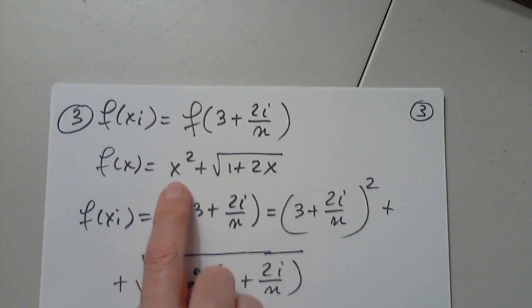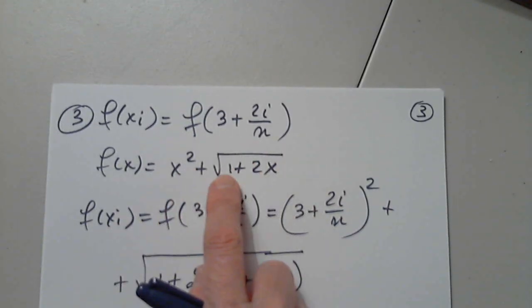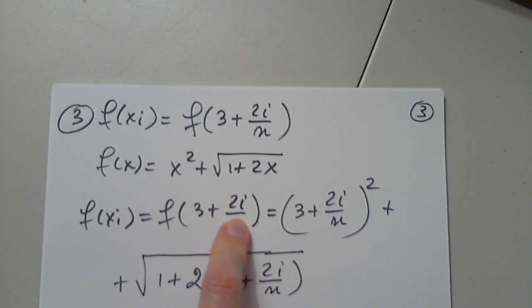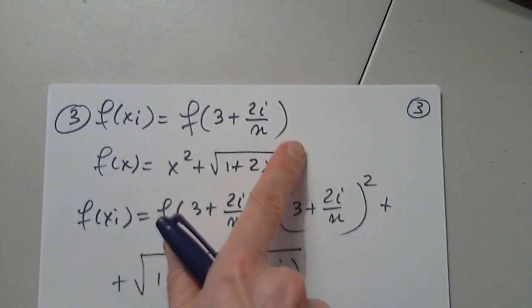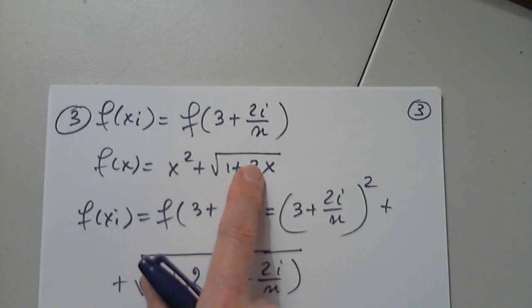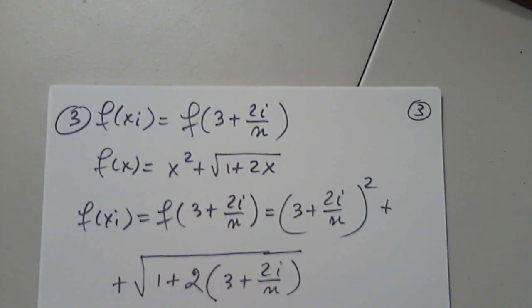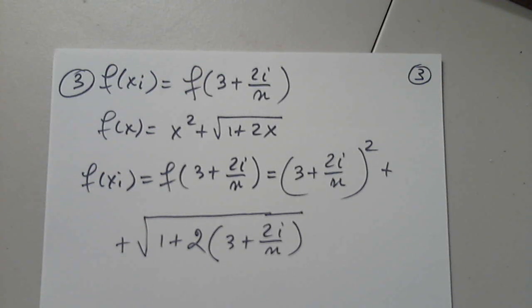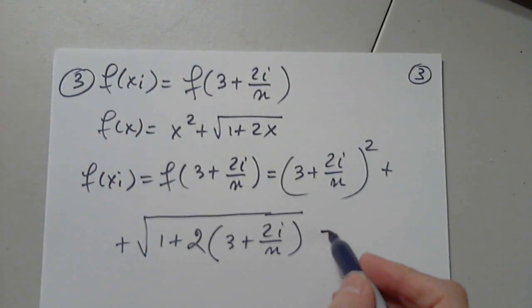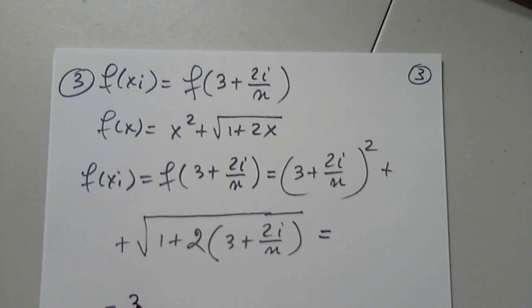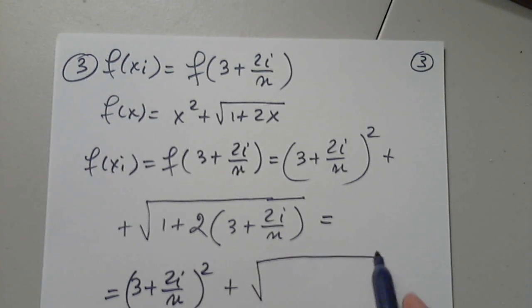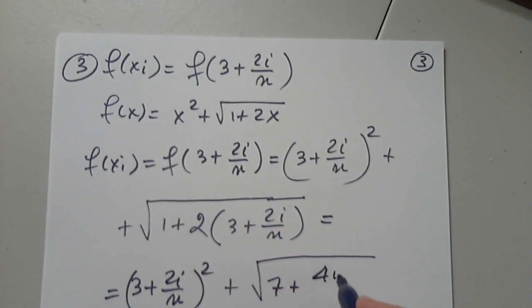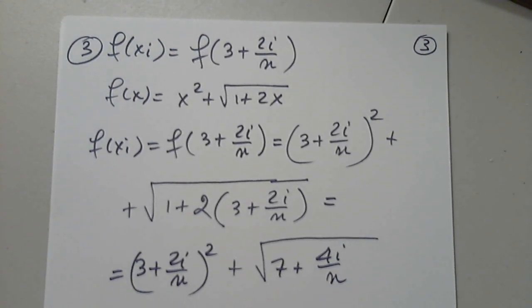So the function was blah squared plus the square root of 1 plus 2 blah. This is my blah. So it's blah squared plus the square root of 1 plus 2 times this. I wouldn't square this, but I will just distribute here. So 3 plus 2i over n, squared, plus the square root of, so here's what we get, 1 plus 6. But 1 plus 6 is 7, and when I distribute to the second term, I have 4i over n. That's good enough, leave it alone.